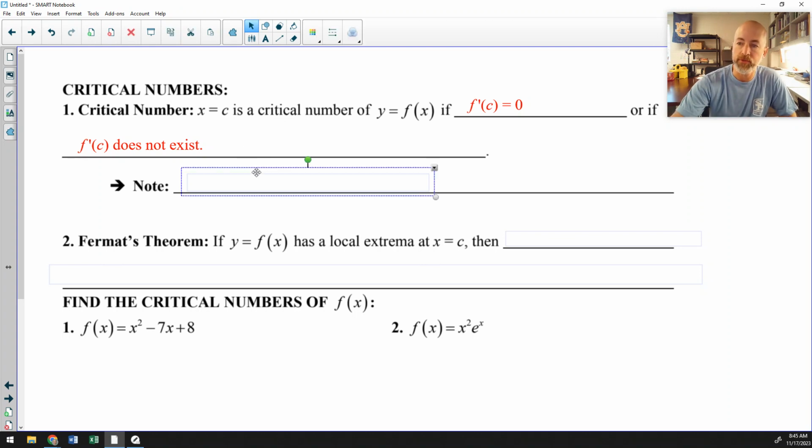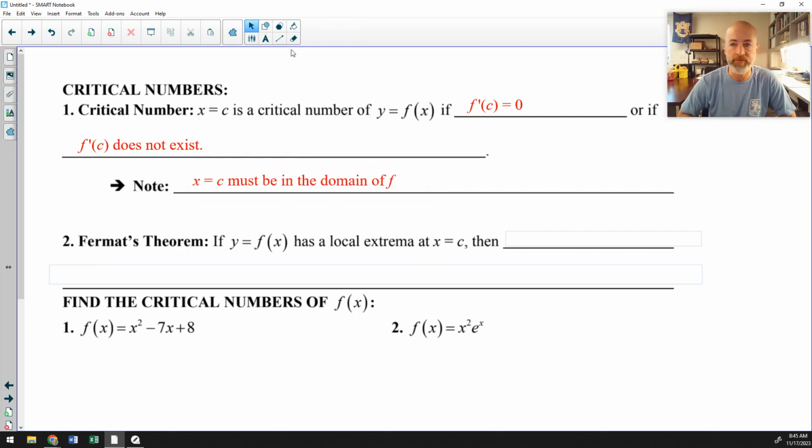And what you have to remember is critical numbers must be in the domain of your function. So if you have, for example, a vertical asymptote at a certain x coordinate, then the function does not exist there, and the derivative will not exist. That is not a critical number because the x coordinate would not be in the domain of the function. So make sure critical numbers are in the domain.